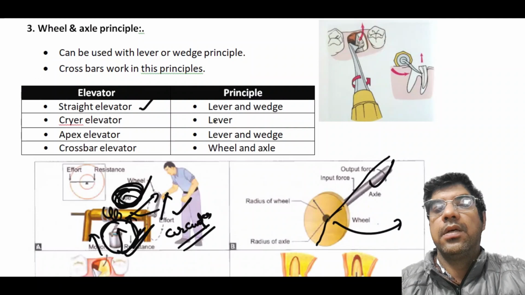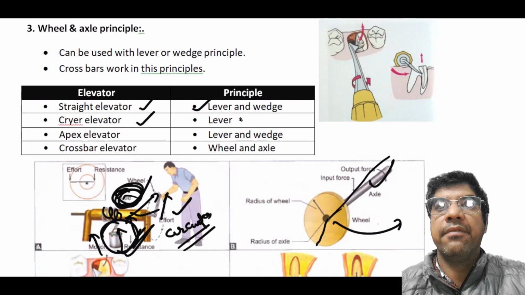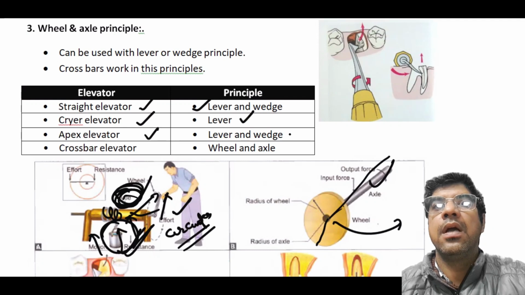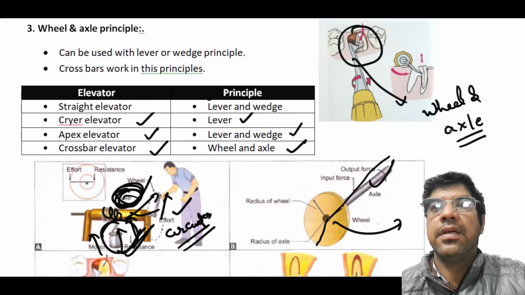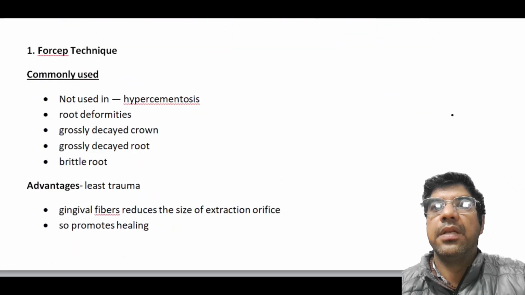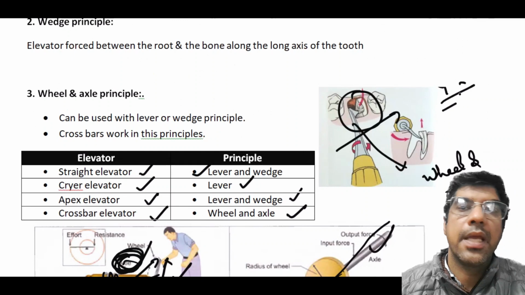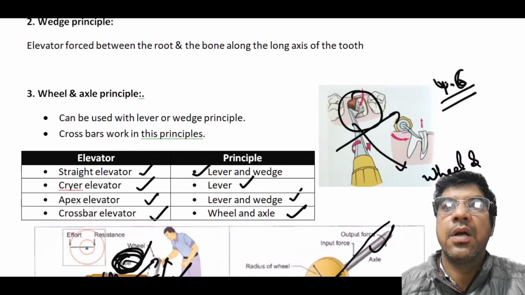So what are the elevators? The straight elevator works on lever and wedge principle. The cryer elevator works on lever principle. Apex elevator and Pexo elevator work on lever and wedge principle. The crossbar elevator works on the wheel and axle principle. Remember here the mechanical advantage is largest among all, that is 4.6.